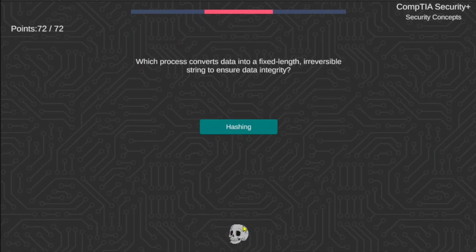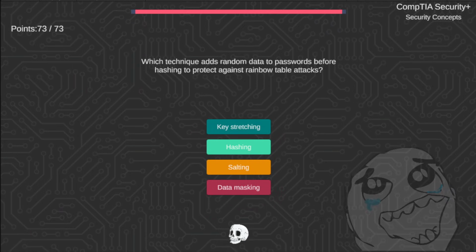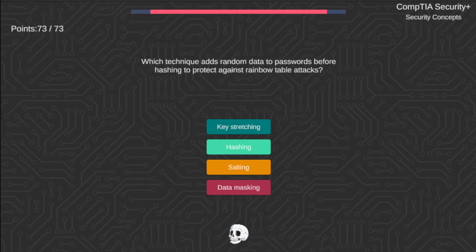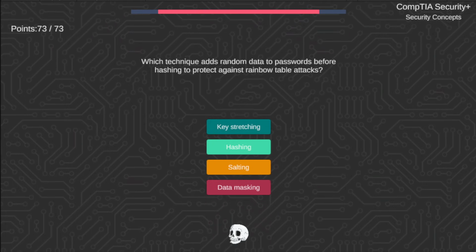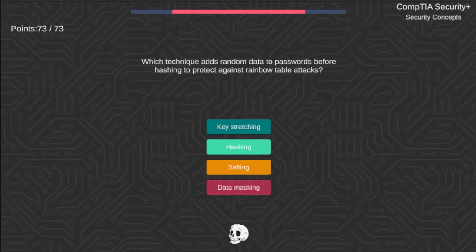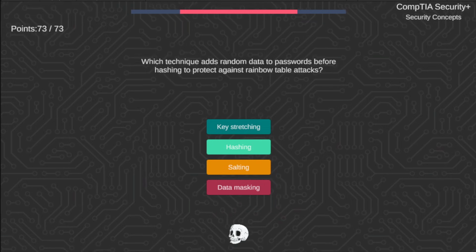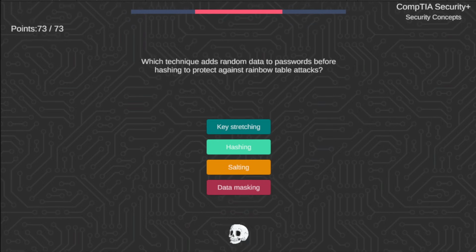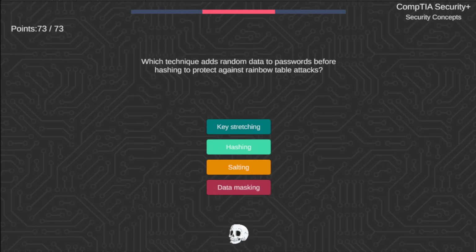Correct answer is hashing. Which technique adds random data to passwords before hashing to protect against rainbow table attacks? Key stretching, hashing, salting, or data masking? Adds random data to passwords before hashing to protect against rainbow table attacks.